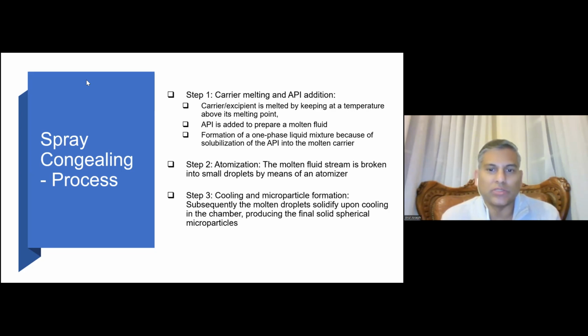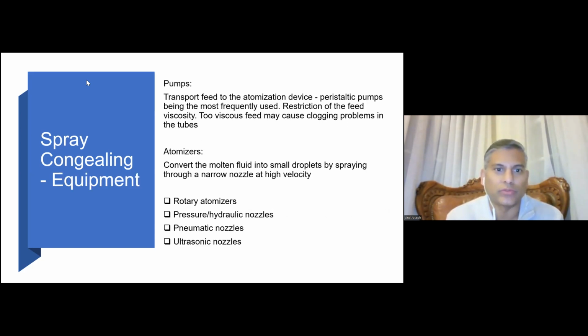The second step is atomization, right? So you nebulize the molten fluid stream that you have by using an atomizer. And the small droplets that you form are immediately cooled at room temperature, and they solidify in the cooling chamber to form solid spherical microparticles. So it's a very, very simple technique to use.